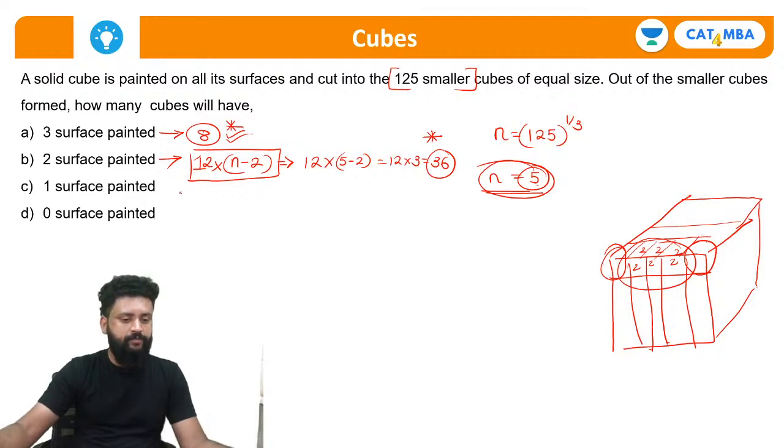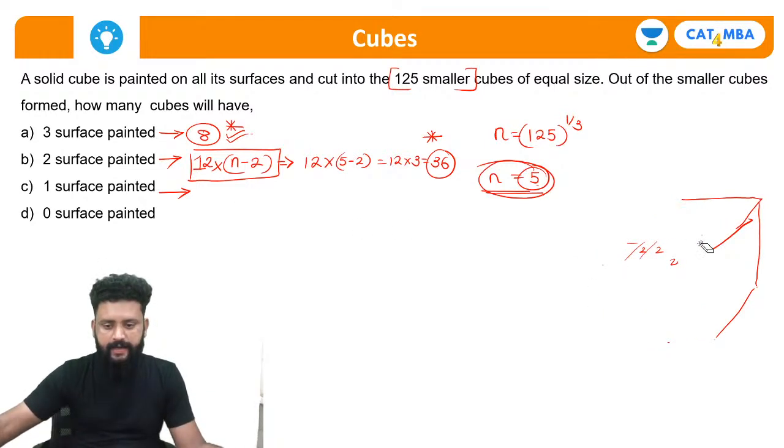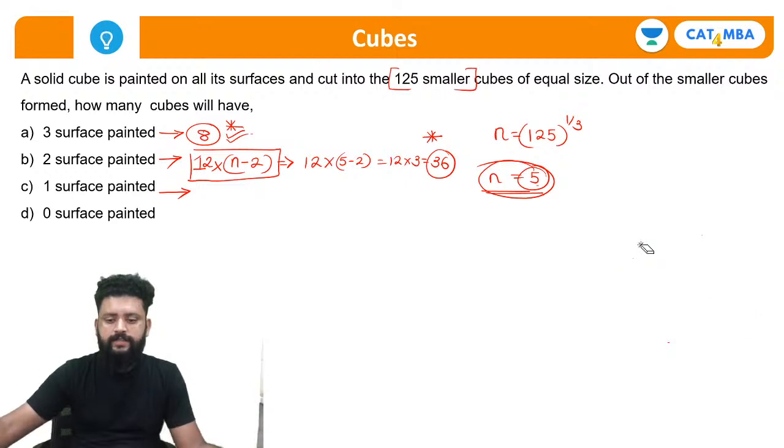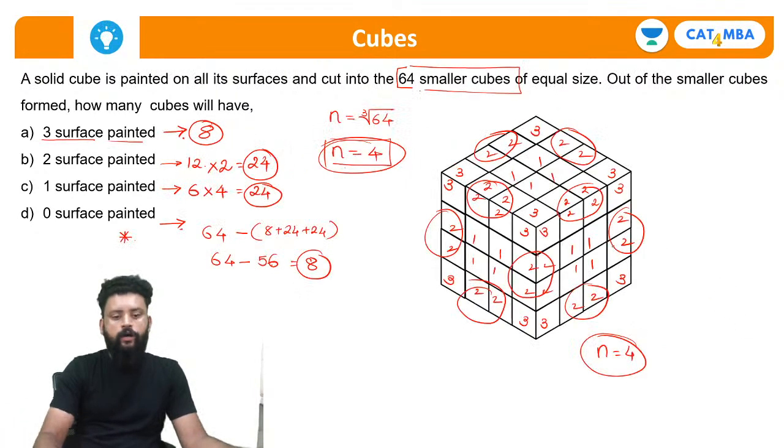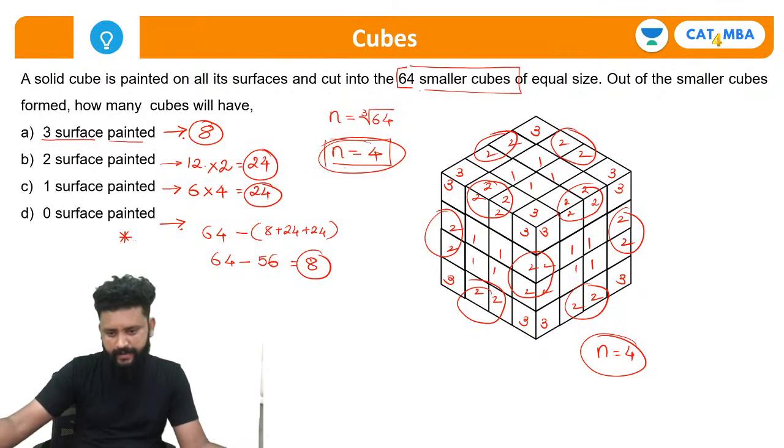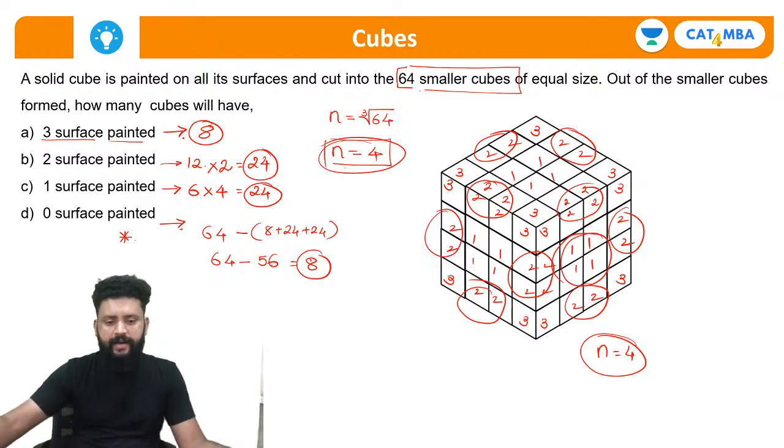Okay, we have the second formula then: one face painted. Now if we look at this structure, how many cubes will have one surface painted here? There were only 4. Here n's value was 4, so it is n minus 2 whole square, that is 2 square, we got 4.